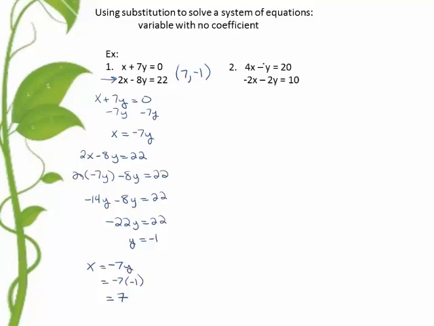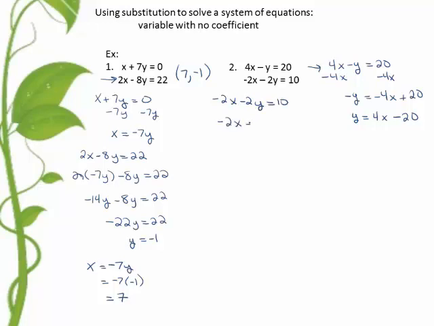In this equation, I have a negative y, so I'm going to convert this one. I'm going to subtract 4x from both sides, and I have negative y is equal to negative 4x plus 20. But I don't want to know what negative y is. I want to know what positive y is. So I change all of the signs to get y is equal to 4x minus 20. And that is what I can plug into this equation.